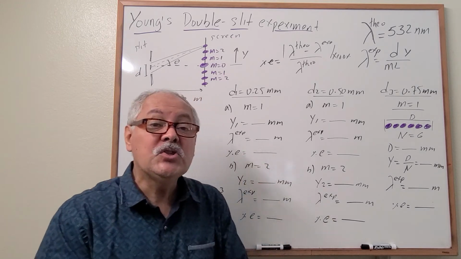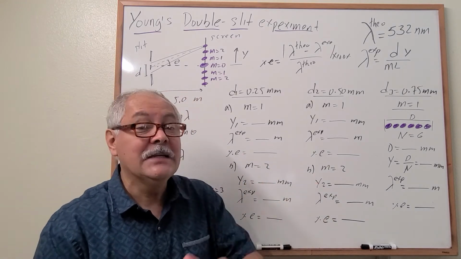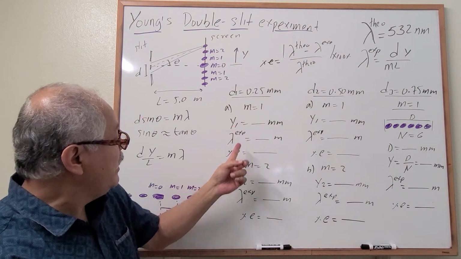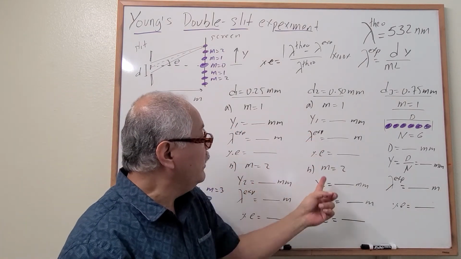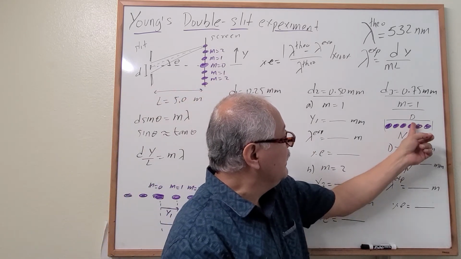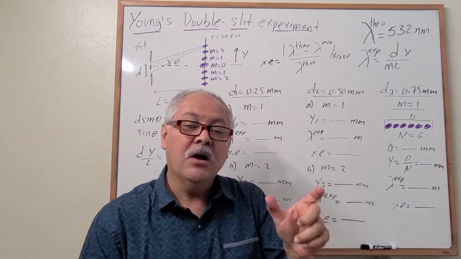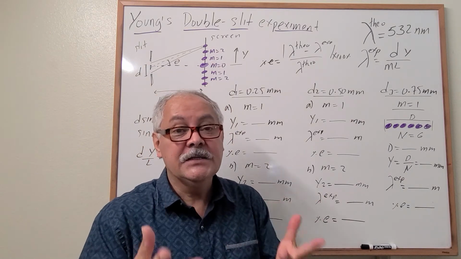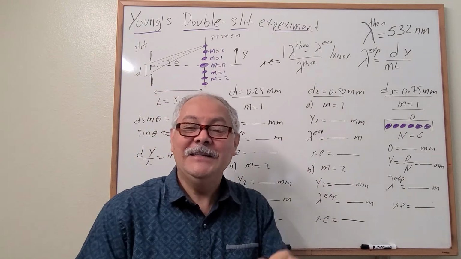Let's go to the experiment to find the distance y, y1, y2, and to find this distance and the number of fringes that you want to use. It's up to you. You can use 6, 7, 10, it's up to you. Okay, let's do it.